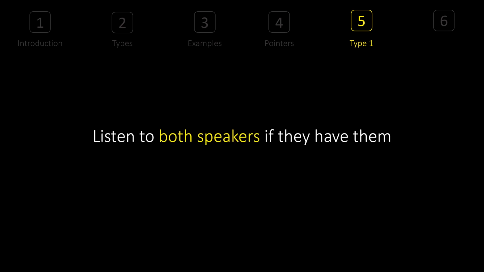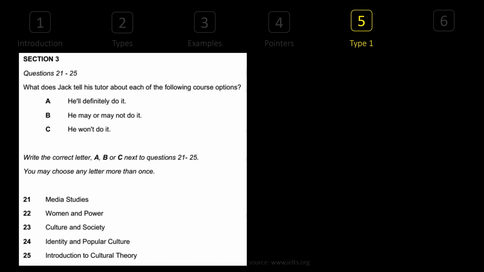Okay. Next type is listen to both speakers if they have them, like sometimes in section 3. Now, if you look at it, this is definitely section 3. In section 3, you are supposed to have 2 speakers. Right, this is a conversation. So there will be 2 people speaking.